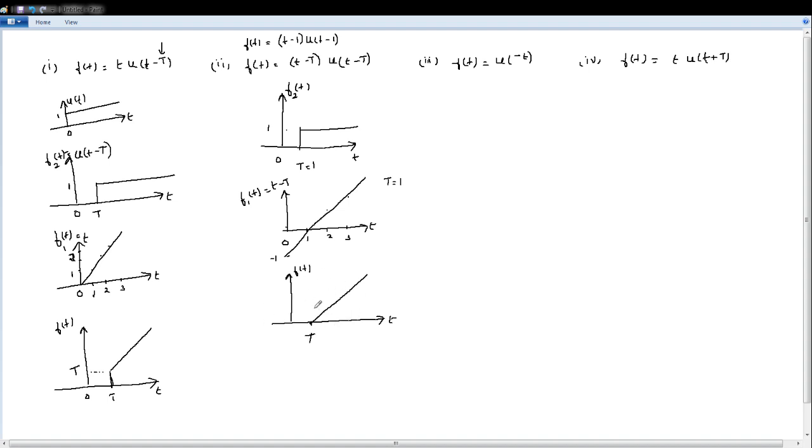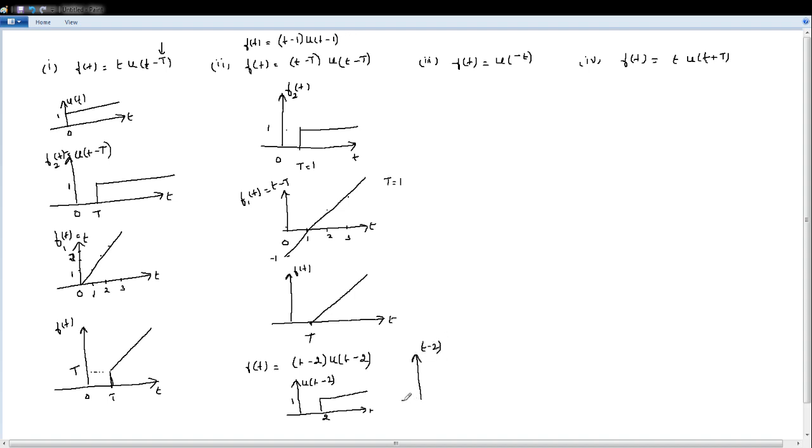So this is my f of t that is equal to t minus capital T into u of t minus capital T. See, if at all you have taken the value of capital T as 2, what we would get is f of t is equal to t minus 2 into u of t minus 2. Again, u of t minus 2 is a waveform which starts from 2 and goes to infinity with an amplitude of 1.